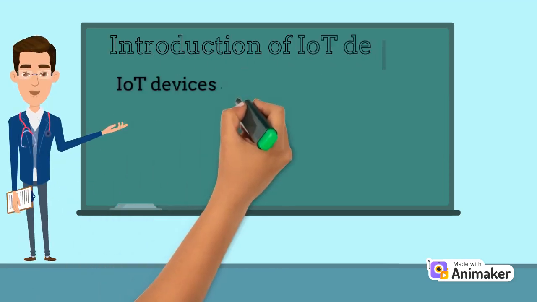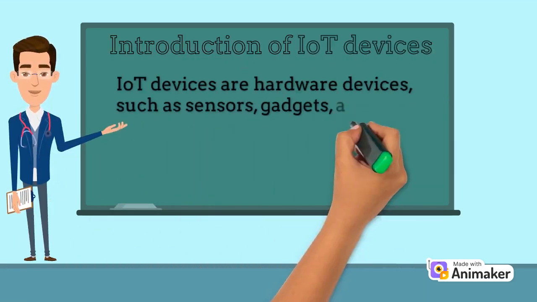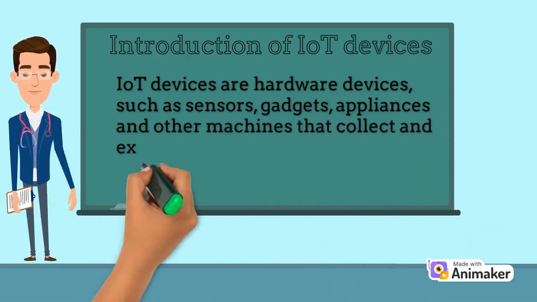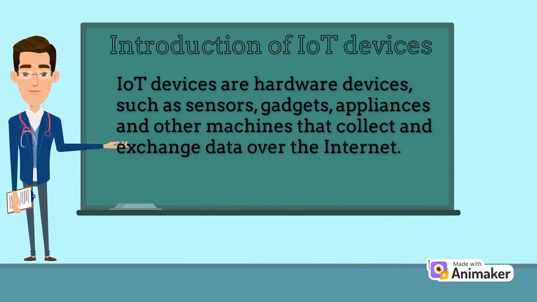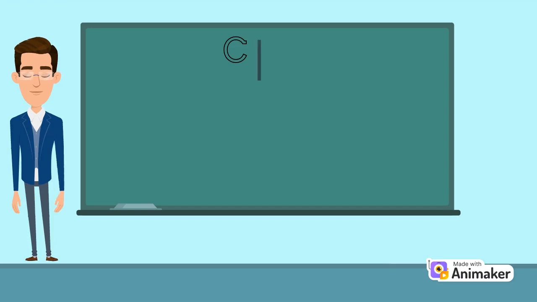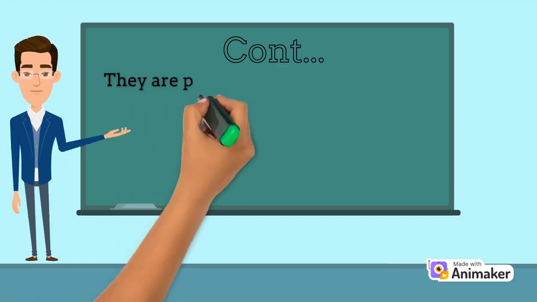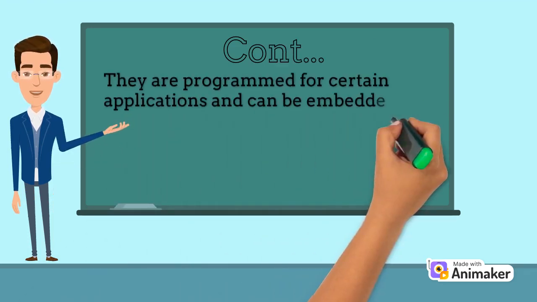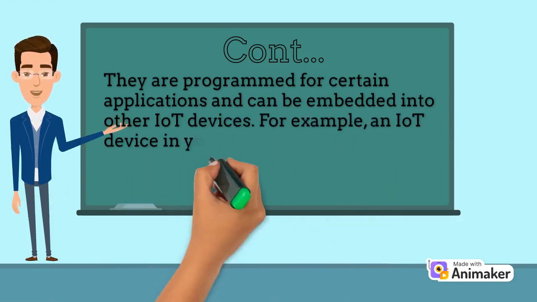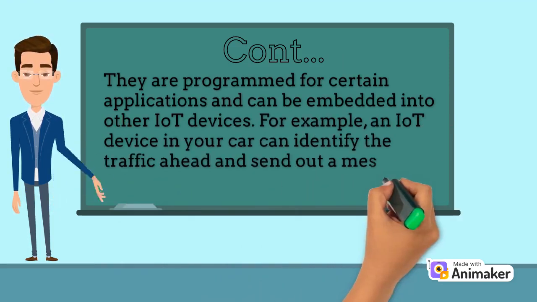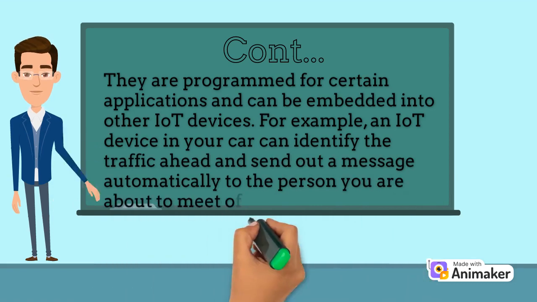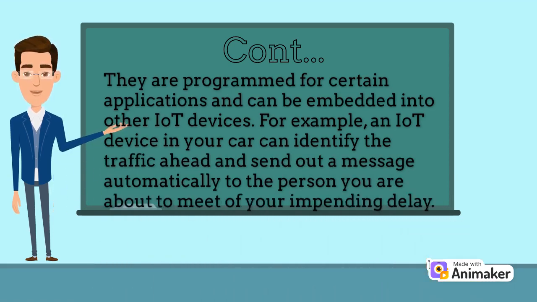Introduction of IoT devices. IoT devices are hardware devices, such as sensors, gadgets, appliances and other machines that collect and exchange data over the Internet. They are programmed for certain applications and can be embedded into other IoT devices. For example, an IoT device in your car can identify the traffic ahead and send out a message automatically to the person you are about to meet of your impending delay.